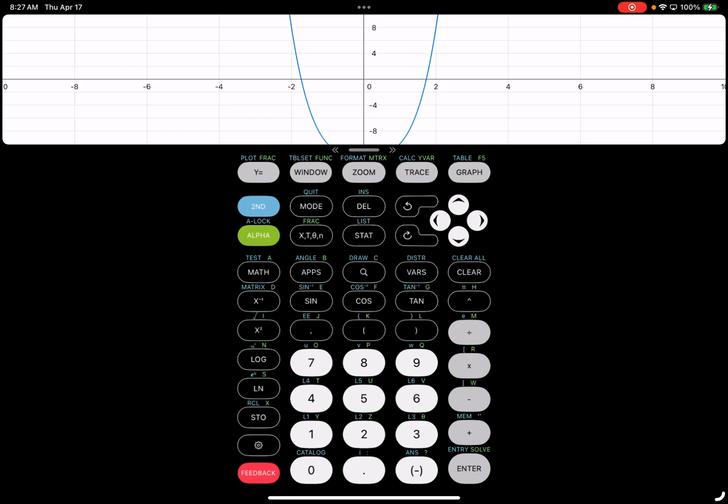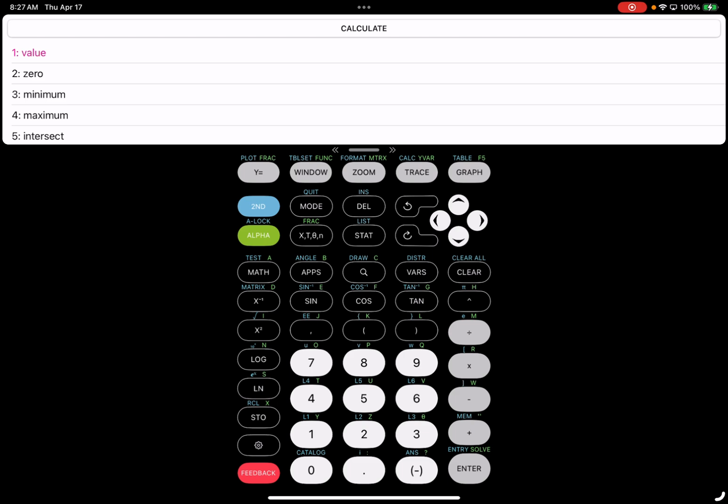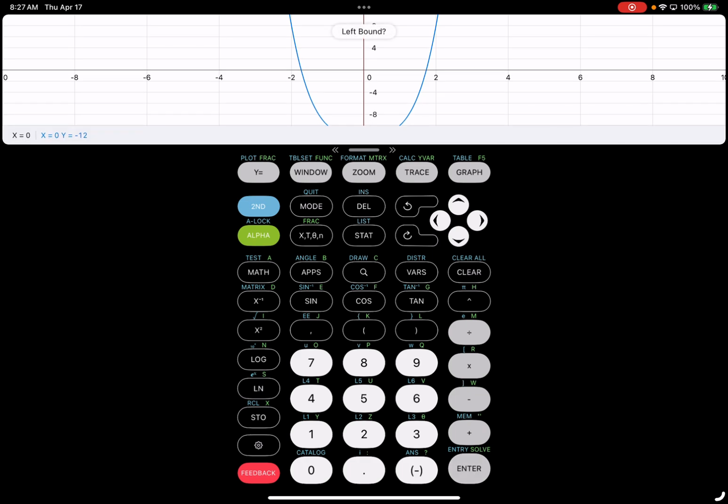All right, let's review how to find those. Does anybody remember how you find where it crosses the x-axis? You go second trace. And what option do you use to find the x-intercepts, the zeros? Zeros. Okay, zeros. It's fine if it jumps over, because here's what it asks you. It asks you for a left boundary, does it not? Put it to the left of where you think it crosses.